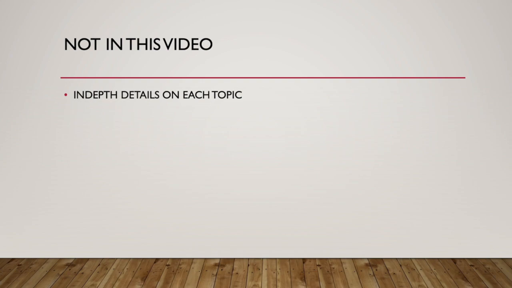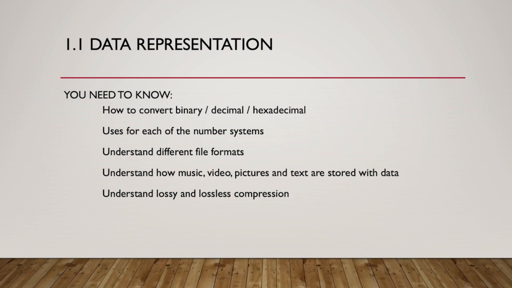For section 1, or 1.1, you need to know how to convert binary, decimal and hexadecimal, okay, one into the other and into each other. So, for example, binary into decimal, binary into hexadecimal, decimal into binary, decimal into hexadecimal, hexadecimal into binary, and hexadecimal into decimal. So it's not good enough that you just know how to convert binary one way. You need to know all of them interchangeably.